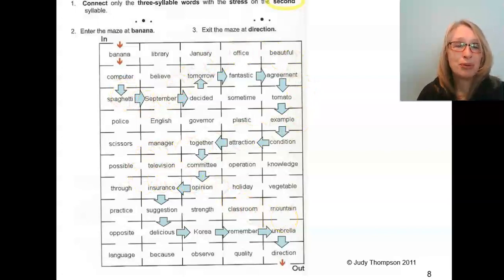Banana, computer, spaghetti, September, decided, tomorrow, fantastic, agreement, tomato, example, condition, attraction, together, committee, opinion, insurance, suggestion, delicious, Korea, remember, umbrella, direction. Now we're going to do it faster and do it with me at the same time.